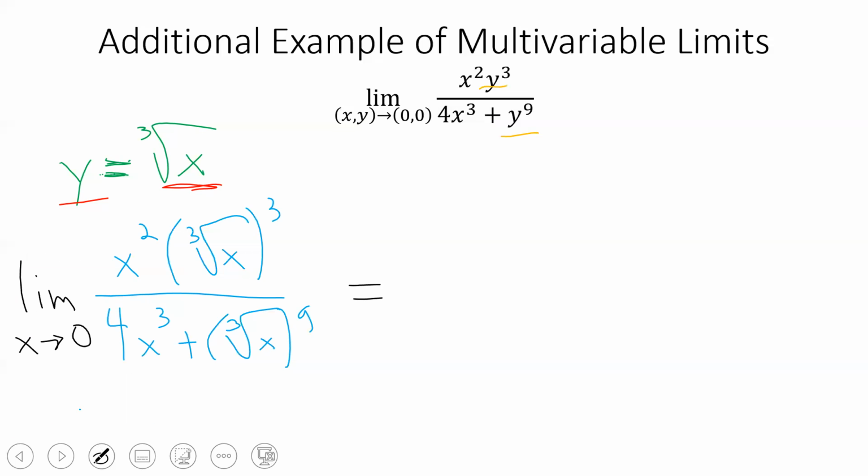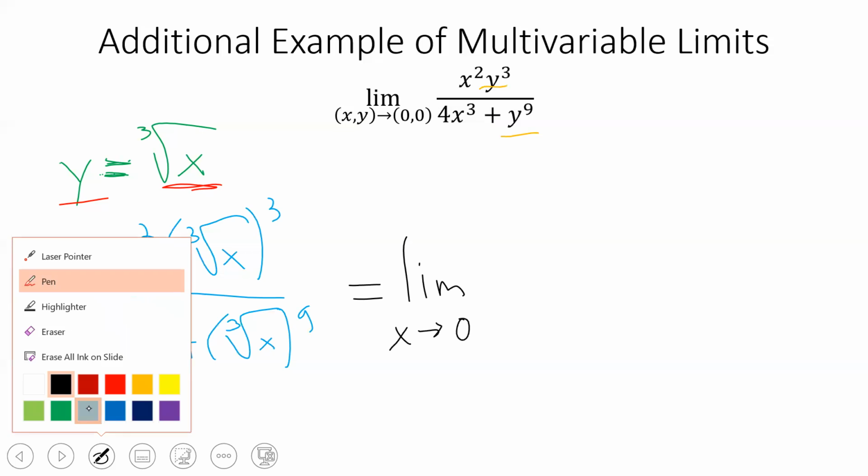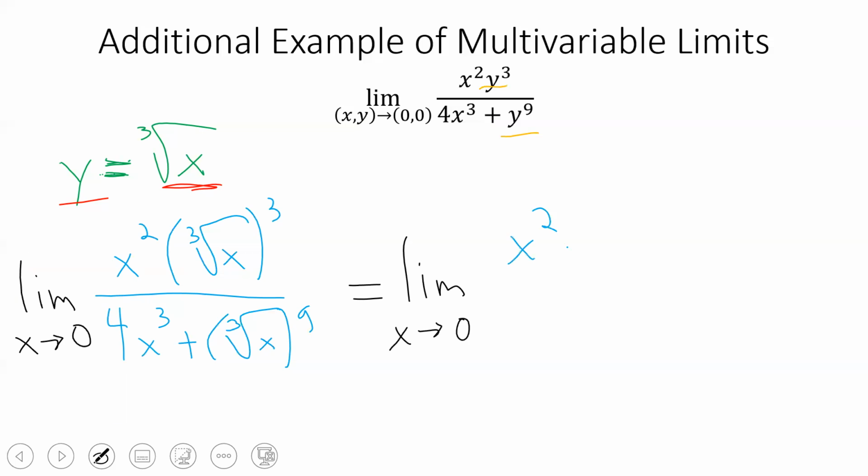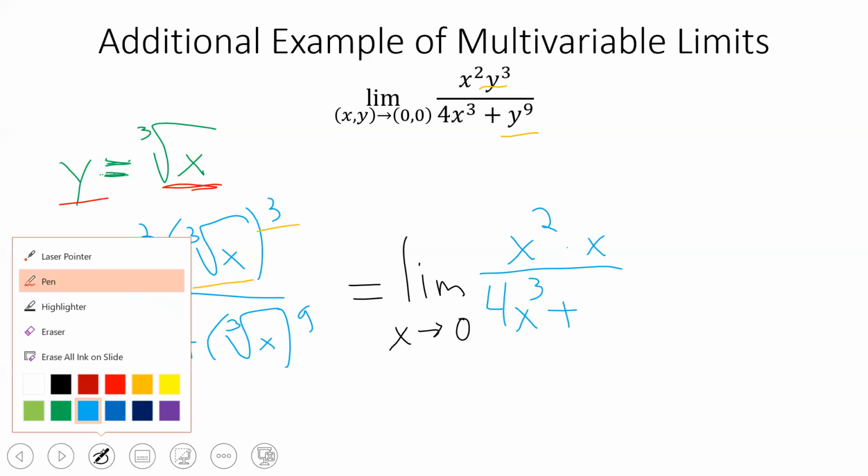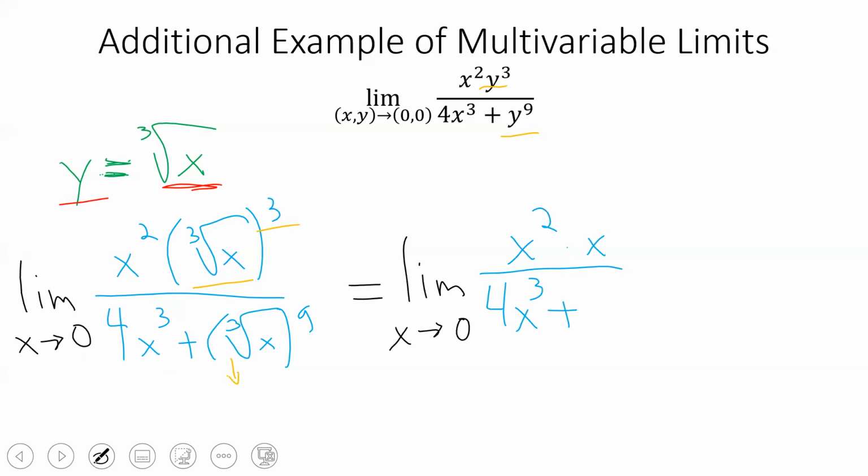Let's look at simplifying this. We're still going to be taking the limit here as x goes to 0. In the numerator, we're going to have x squared times, if you recall, cubing the cubed root of something will just give us the something under the cubed root. So this will just become x over, we still have 4x cubed here plus cubed root of x to the 9th. One way we can simplify this is we can rewrite cube root of x as x to the 1/3, and having that all raised to the 9th power.